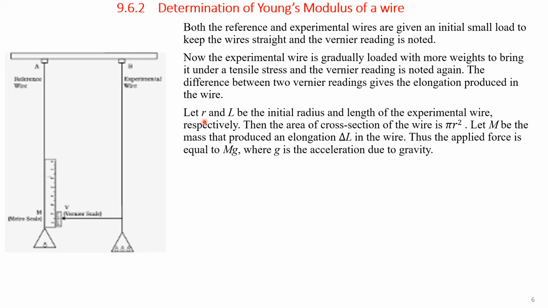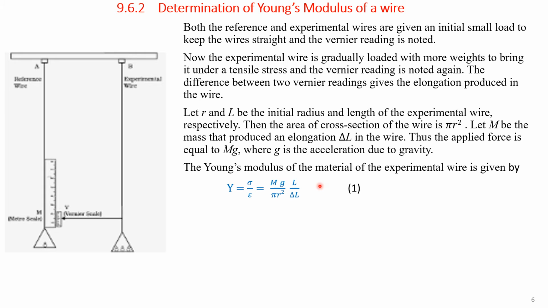Let small r and capital L be the initial radius and length of the experimental wire respectively. Then the area of cross section of the wire is pi r square. Let capital M be the mass that is placed that produces an elongation delta L in the wire. Thus, the applied force is equal to M into g, where g is the acceleration due to gravity.